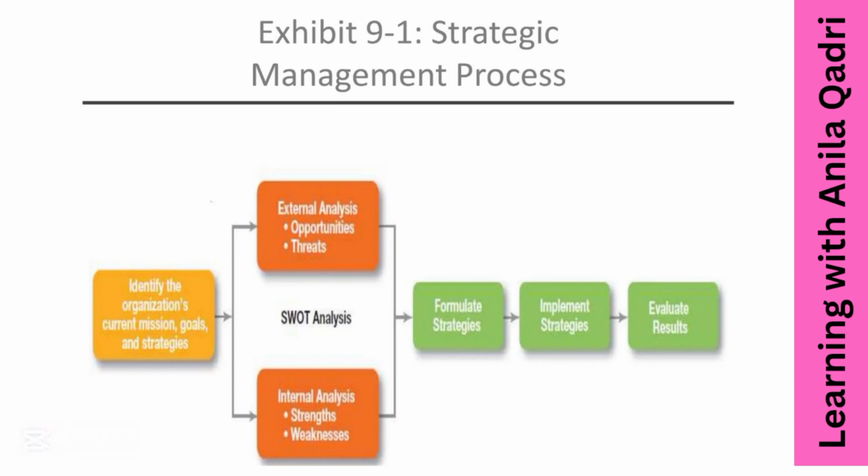Identify the organization's current mission, goals, and strategies. After that, you have to do an external analysis, that is, opportunities and threats, and an internal analysis that includes strengths and weaknesses. This is what we can call SWOT analysis. After that, a manager should formulate strategies. After that, there will be a step of implementing strategies. At the last, you can see here, evaluate results.